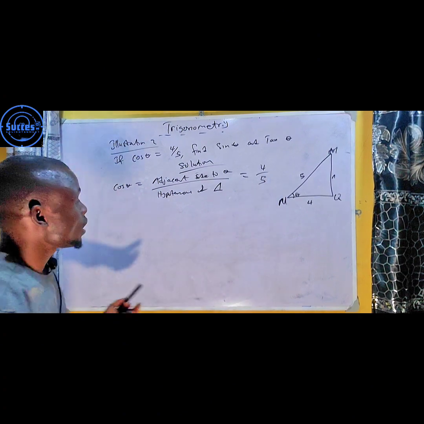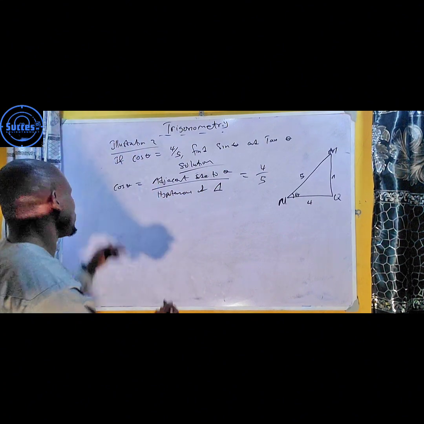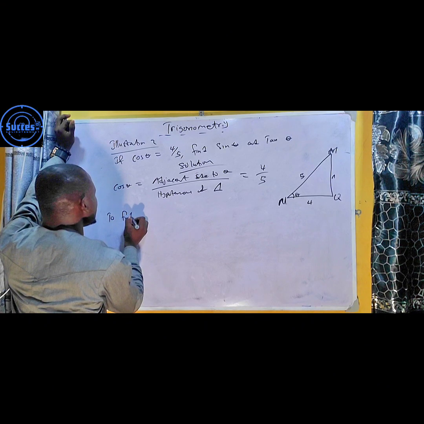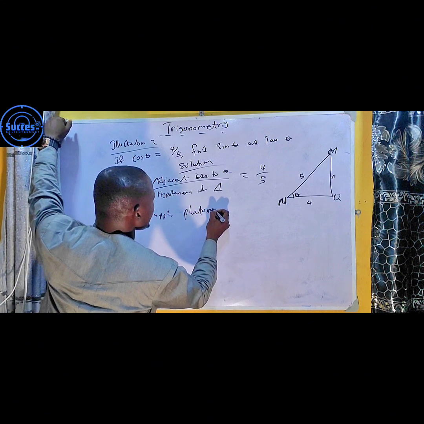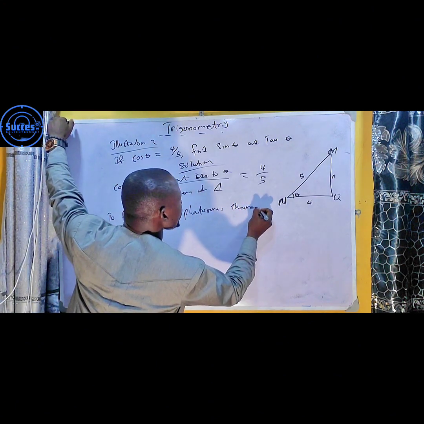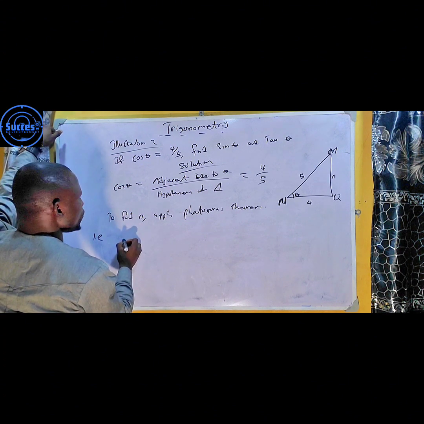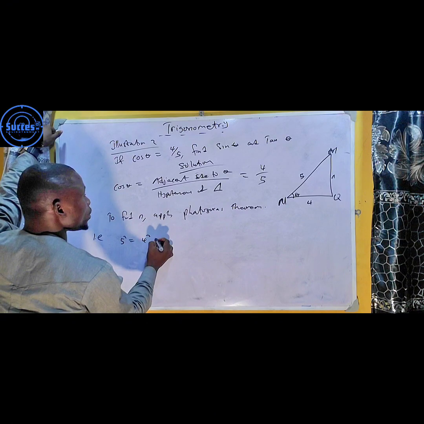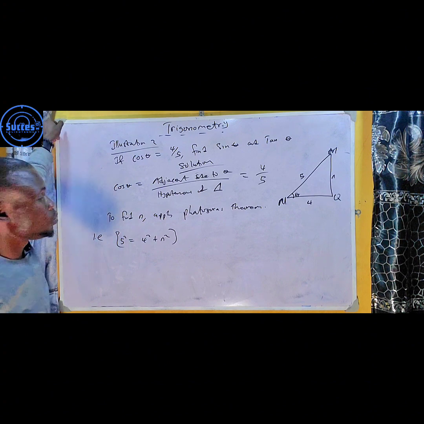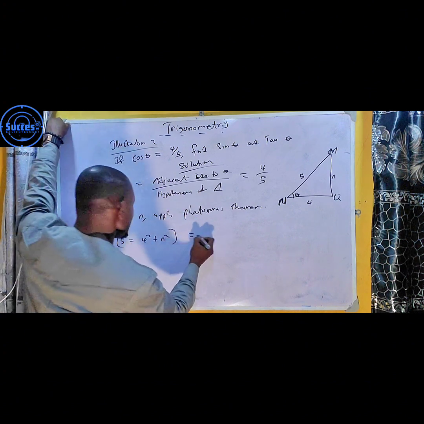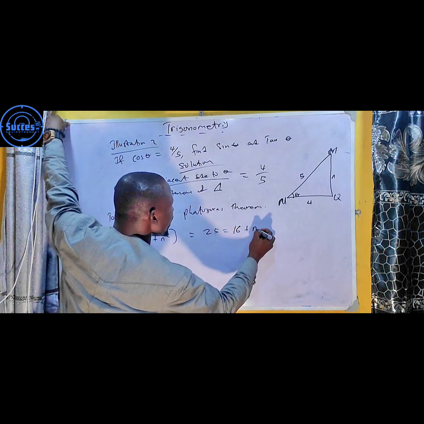So now to find the opposite side of theta, the first thing we need to do here is apply Pythagoras theorem. So to find n, apply Pythagoras theorem. That is 5 square equals to 4 square plus n square. Okay, so from here what do we do? Let's take this out. This equals to 25 equals to 16 plus n square.